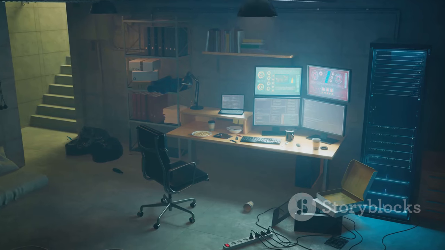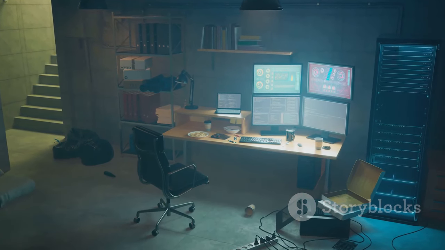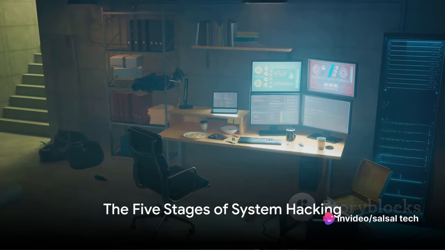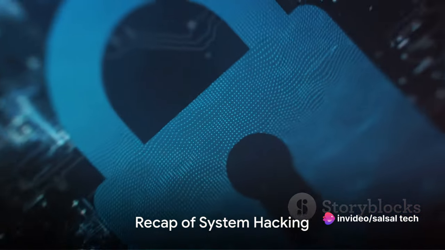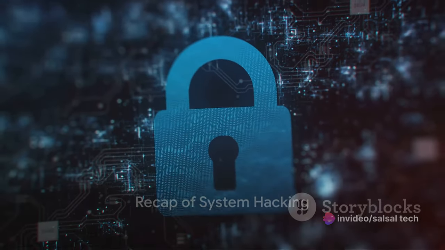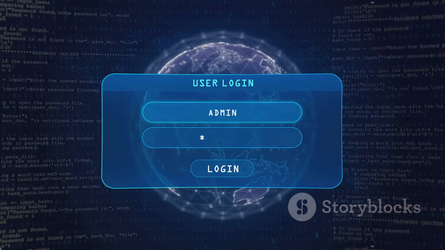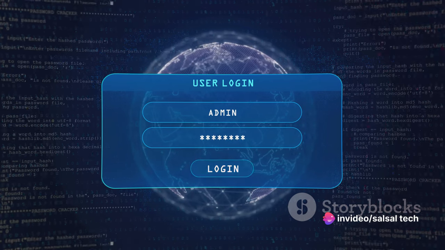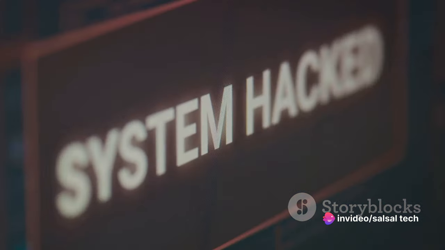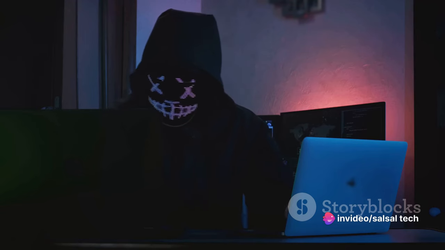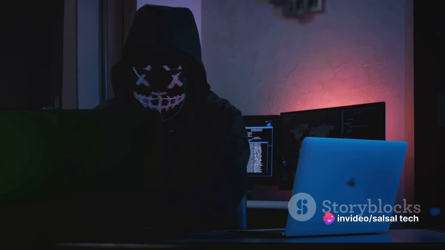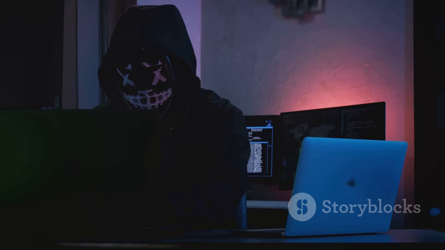And while this might sound like a plot from a Hollywood blockbuster, it's a very real part of the world of cybersecurity. And that, my friends, are the five stages of system hacking. Let's take a moment to recap what we've learned about system hacking. We started with reconnaissance, the initial stage where hackers gather as much information as possible about their target system. This is the foundation upon which all subsequent steps are built. Next, we dove into scanning, a phase where hackers identify potential vulnerabilities in the system using a variety of tools. This step is like finding the weakest link in the chain. Then we explored gaining access, where hackers exploit the discovered vulnerabilities to infiltrate the system. This is where the breach actually occurs.